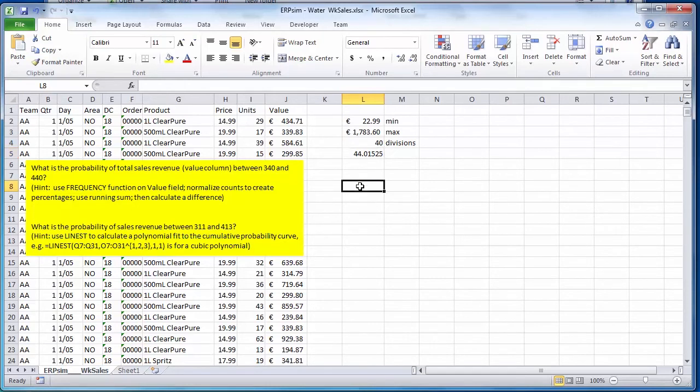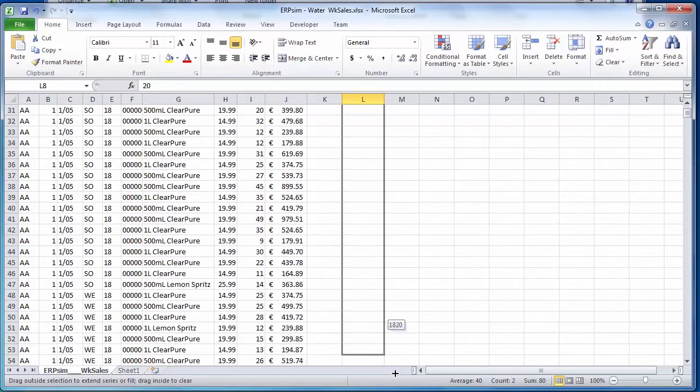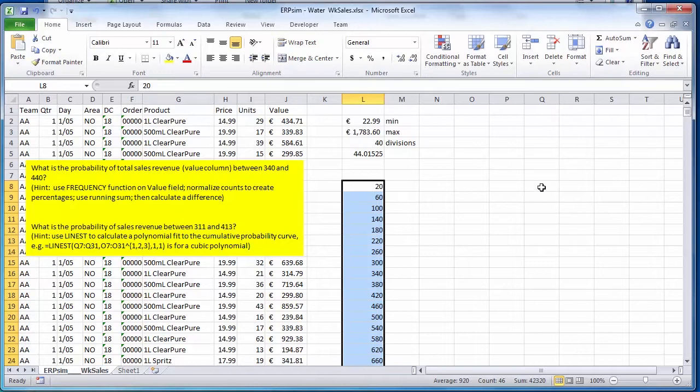And what that means is, let's say I start at 20, and I go, next I'm going to go up to 60, so that's a step of 40. And if I do this down, I'll need about 44 of these to get to 1783. So we're going down, so there's 1820. So that's pretty close. That just gives me an idea.